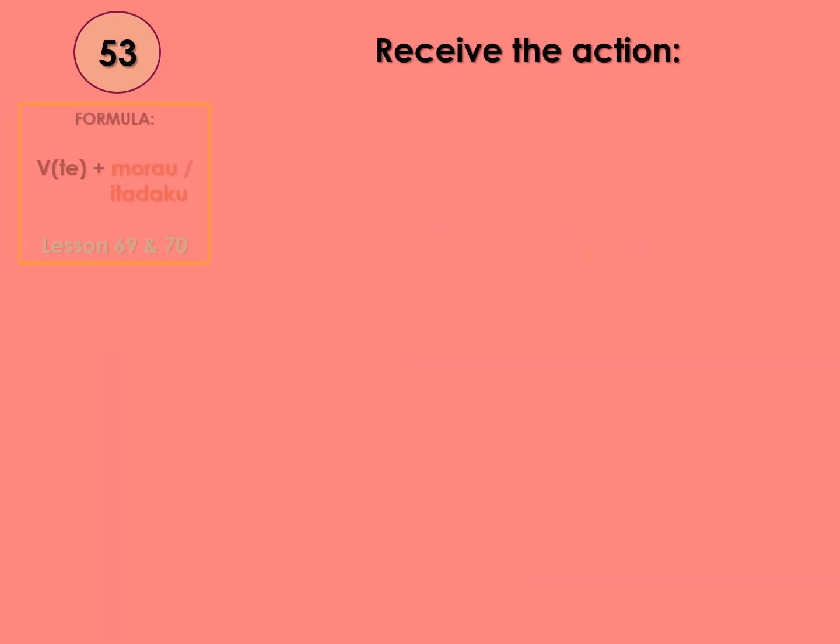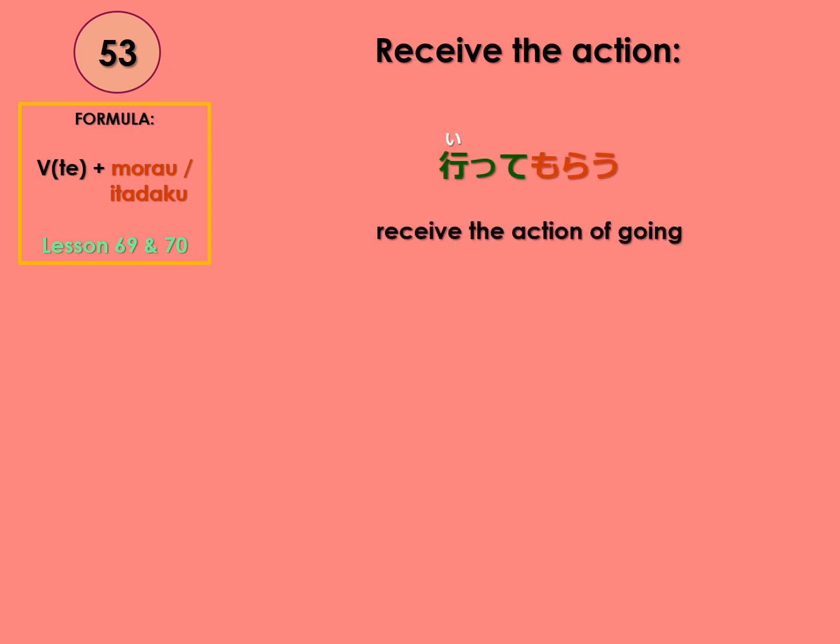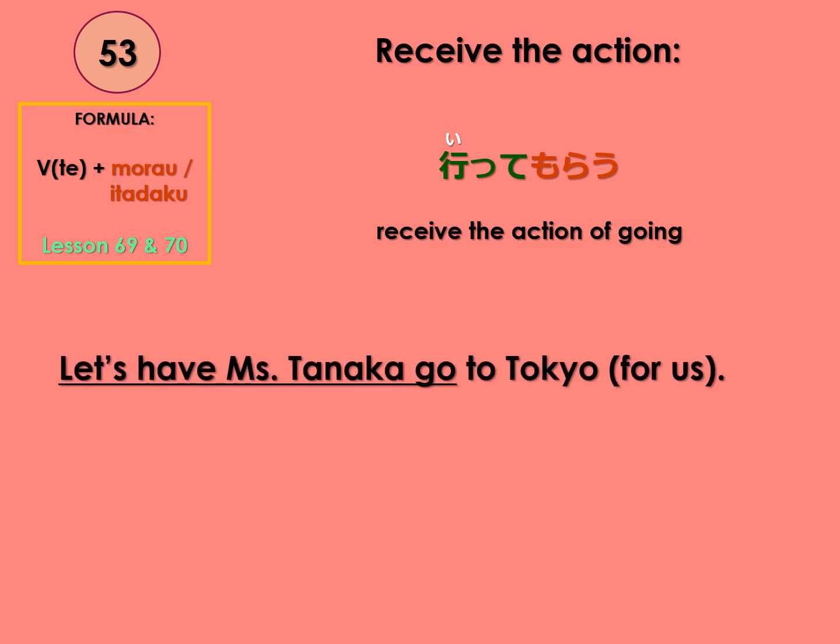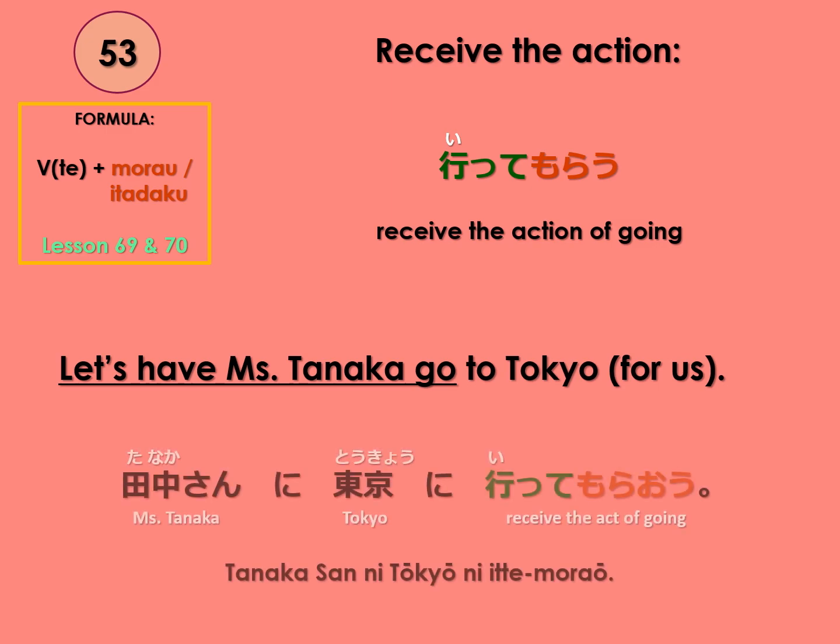53, to receive the action. Formula: te morau for plain, te itadaku for humble speech. Still in lesson 69 and 70. To receive the action of going. Itte morau, plain, itte itadaku, humble speech. Let's have Miss Tanaka go to Tokyo for us. Tanaka-san ni Tokyo ni itte morau.